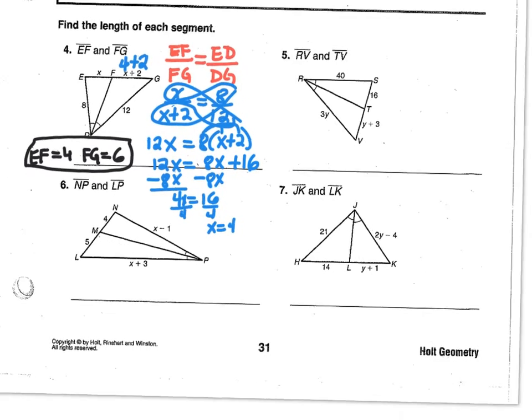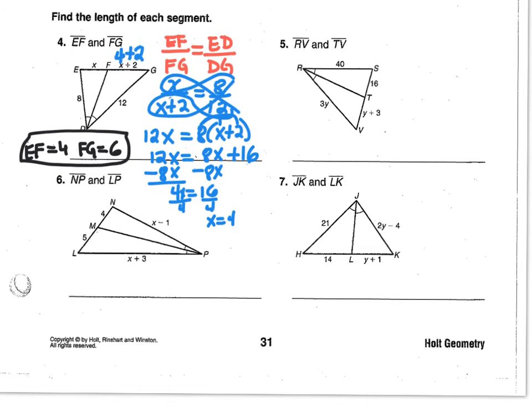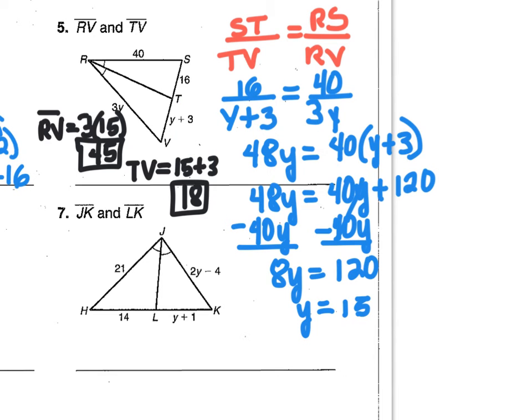Number 5. Mr. King, would you please pause this video for a minute? Thank you. Okay, so the first thing you were supposed to have done is set up the proportion, and the proportion is ST over TV equals RS over RB. When you substitute the values, you should have 16 is to y plus 3 as 40 is to 3y.